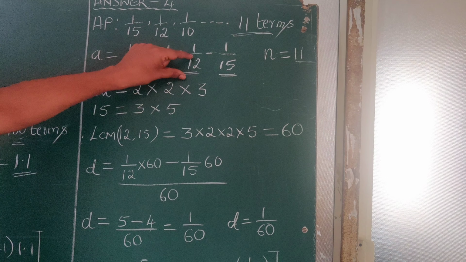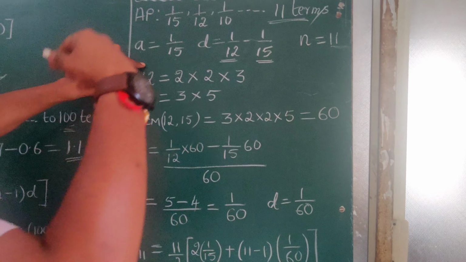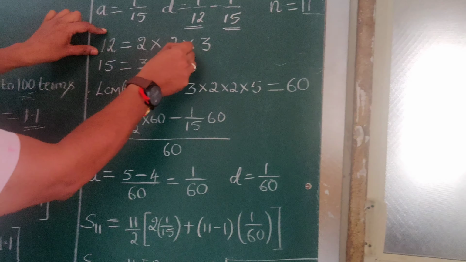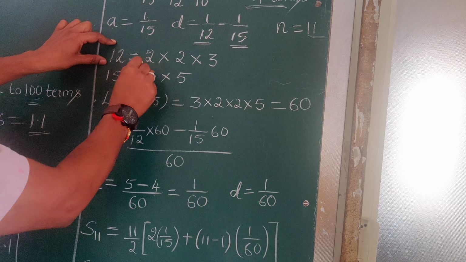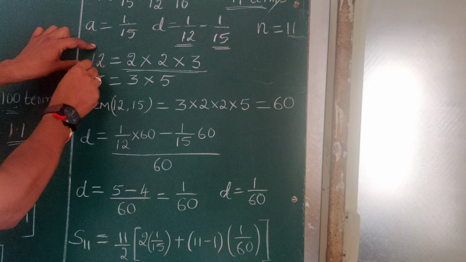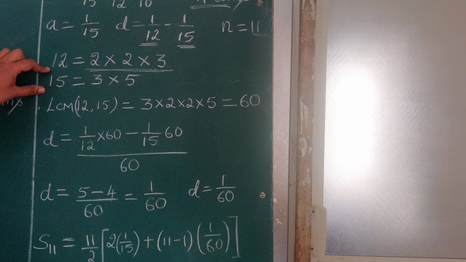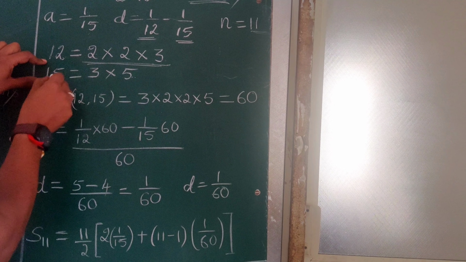Consider the denominators, which are 12 and 15. Go for prime factorization. 12 can be written as 2 into 2 into 3, since 2 times 4 is 8 and 3 times 4 is 12. This is the prime factorization of 12: 2 into 2 into 3. Now the prime factorization of 15 is 3 into 5, because 3 into 5 is 15.